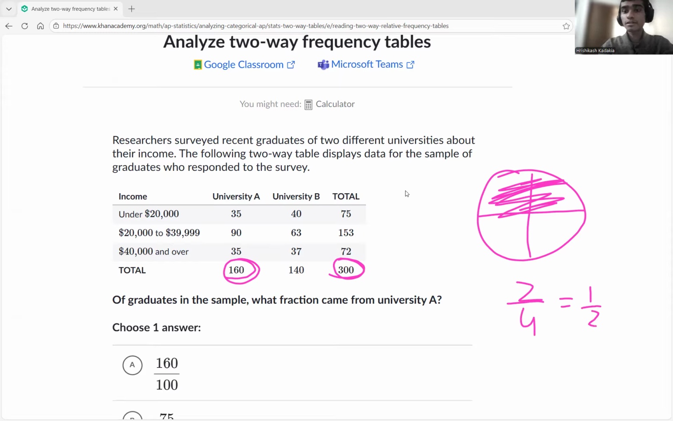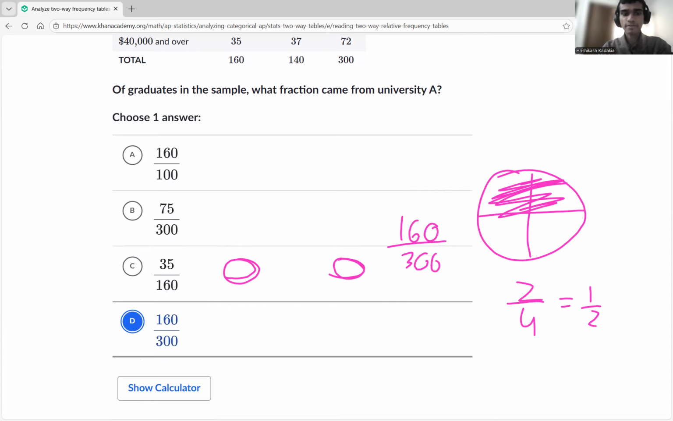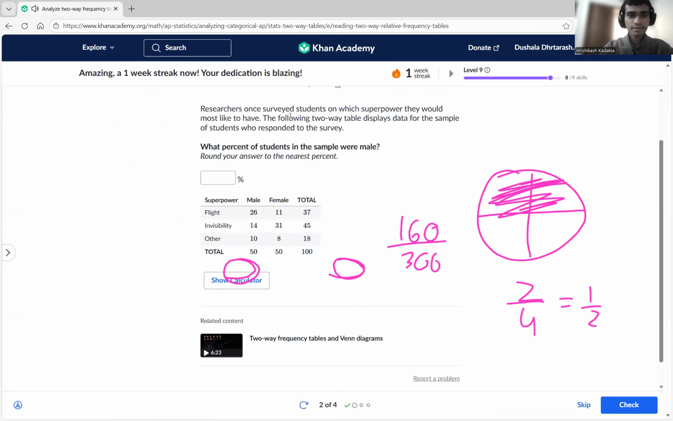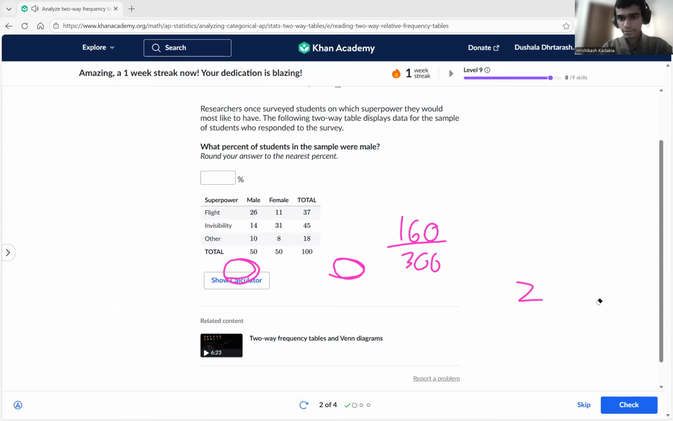So this way also we can say how many are from University A? 160 are from there. So 160 over how many in total do we have? 300. Yep. 160 over 300. That is this option D. Let me resolve this.